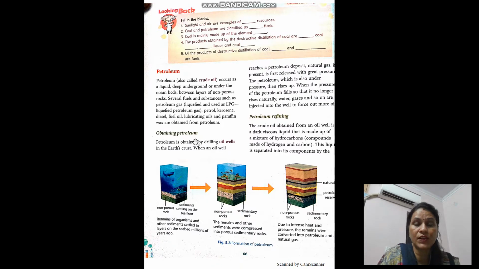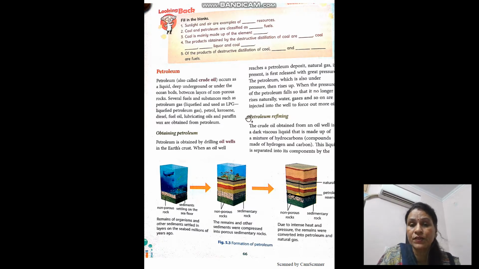What is the process? First we'll talk about obtaining petroleum. First they extract or obtain the petroleum, and after that the refining is done. Petroleum is obtained by drilling oil wells in the earth's crust. When an oil well reaches a petroleum deposit, natural gas comes out. This is the process, and that I'll explain with the help of a video, how we obtain petroleum.